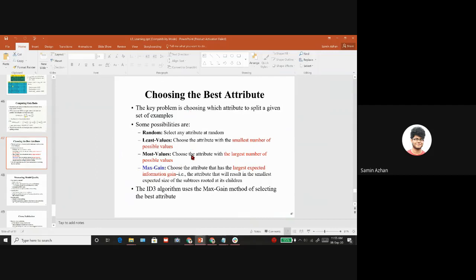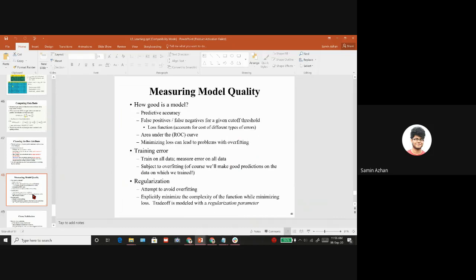It's saying what I said just now, so you should choose the maximum gain. The ID3 algorithm uses the maximum gain method to select the best attributes. And instead of favoring attributes with many values, if we use the gain ratio, that would be more balanced. In the next slide, it says measuring the model quality.